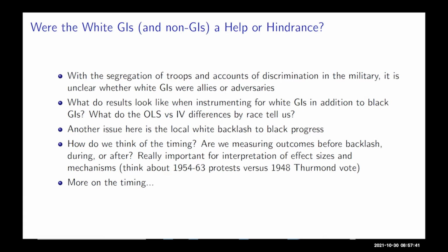And the local white backlash, which is something that I think you're starting to see in your results, this creates some big problems and big opportunities in terms of the timing of everything, right? So take your Strom Thurmond votes. This is right after returning from war, right? Then think about the 1954 to 63 protests, right? Well, now you've had time for white backlash to evolve, right? And so this matters for how you interpret coefficients, right? Because the effects of black GI are running counter to whatever this white backlash is, right? But it also matters for what mechanisms underlie each different result, depending on the timing.